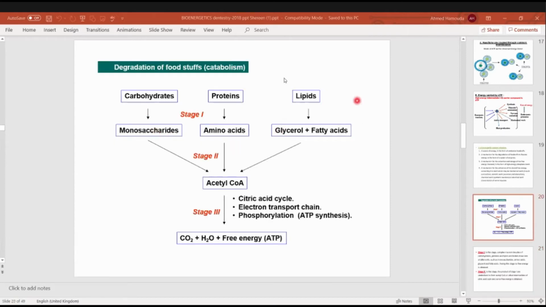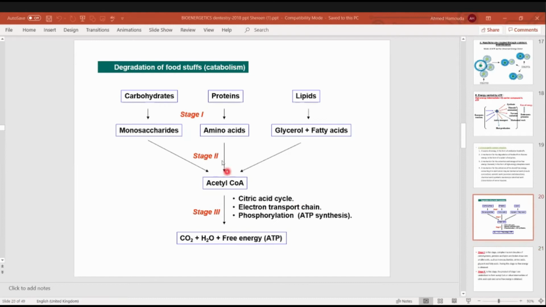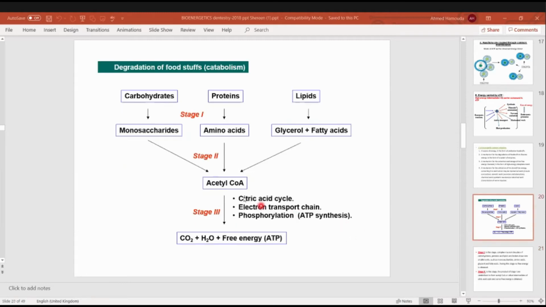You have a big molecule, it has a lot of energy. You want to get it into small pieces using enzymes. Then stage two, you get all these molecules, following certain steps, to reach the main molecule that will enter many cycles, what we call acetyl-CoA. So you reach the acetyl-CoA. This is what you call the intermediate of the citric cycle, and some free energy is obtained. So once you get the acetyl-CoA, you get into the citric cycle that you did, the Krebs cycle.